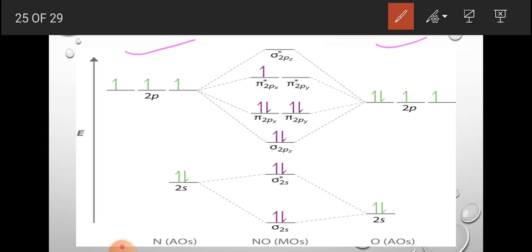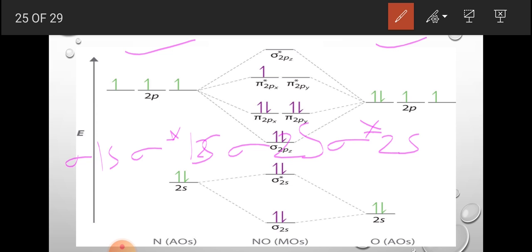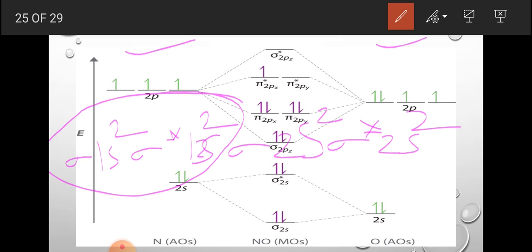Okay, what I am saying is that in your copy first write sigma 1s, sigma star 1s, sigma 2s, sigma star 2s. Like this first write, and whatever the number of electrons, just fill it. Sigma 1s 2 electrons, sigma star 1s 2 electrons. When you fill this, if bonding and anti-bonding are similar, we are not supposed to draw this. Okay, we will start with sigma 2s and sigma star 2s.